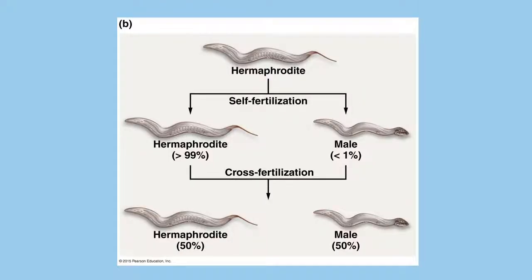So you can see here, this is what it's talking about. You have a hermaphrodite here. It can self-fertilize, and when it does, you get less than 1% of the progeny are male. But when a male and a hermaphrodite undergo sexual reproduction, you get a 50-50 of the hermaphrodites and the males.